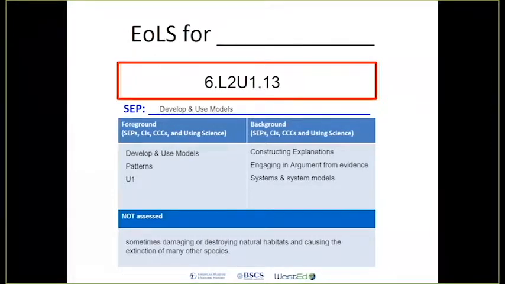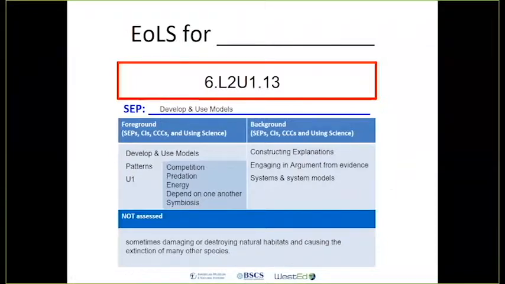And for this particular set of two standards, I'm not going to focus on that sometimes damaging or destroying natural habitats may cause the extinction of many other species. That was something that was in the learning progression, and I may touch on it in another standard even in the same grade level, but for this particular set of evidence of learning specifications, I want to write them to standard number 13. I'm not going to focus on them right now.